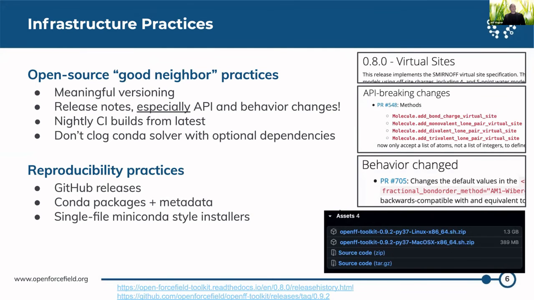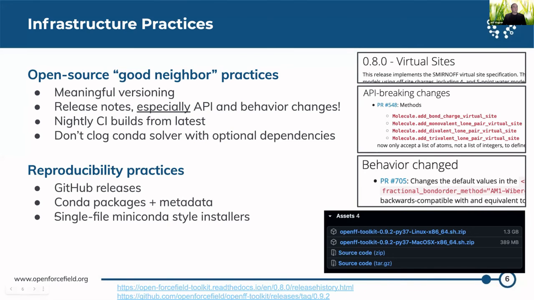On the infrastructure side for doing good reproducible science, it's really important to have meaningful versioning, to be a good neighbor to other open source projects, to strictly indicate behavior changes in release notes, to make sure, like I said, if people can't use our software, then they shouldn't be paying us. And so we have tests that run every night that follow our recommended installation pathway to make sure that nothing's changed in the world that would prevent our software from working. And also, especially when your package depends on other packages, to not clog any environment resolution that needs to happen.